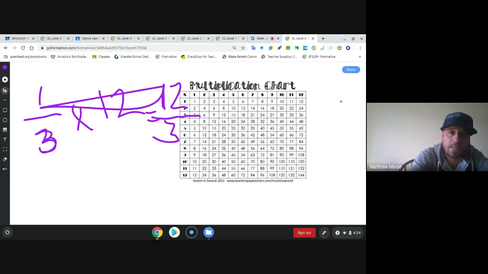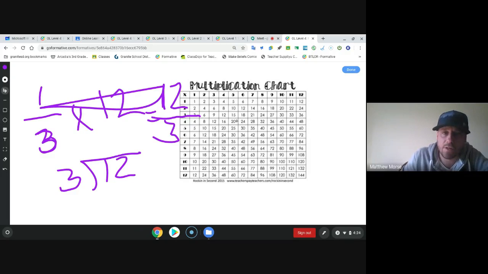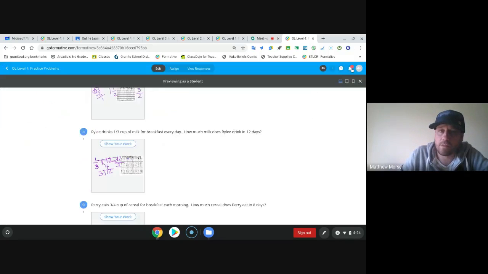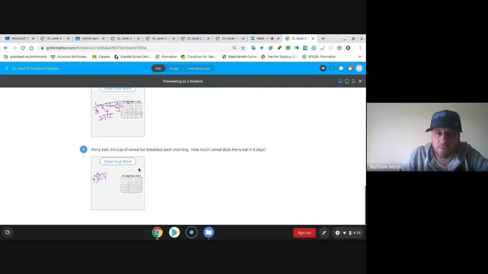Whoa, something crazy just happened. 12 divided by 3. So come over here in your multiplication chart and check, can you multiply by 3 and get 12? Actually, this one you can. So the answer would be 4. You're going to have just a whole number. Sometimes it'll come out even and you don't have to worry about your fraction. Okay. One more.